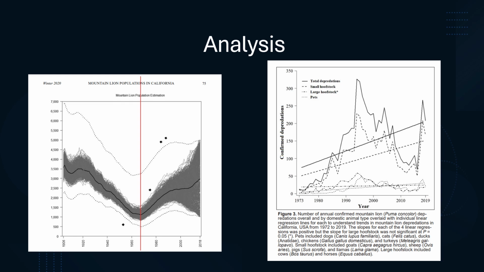With the two graphs side by side, we can only look at the left one from 1972 forward because that is the limiting year on the right graph. But it is very apparent that there is a direct correlation between the growing population and the number of depredation events. As the population of mountain lions increases, the depredation events increase.